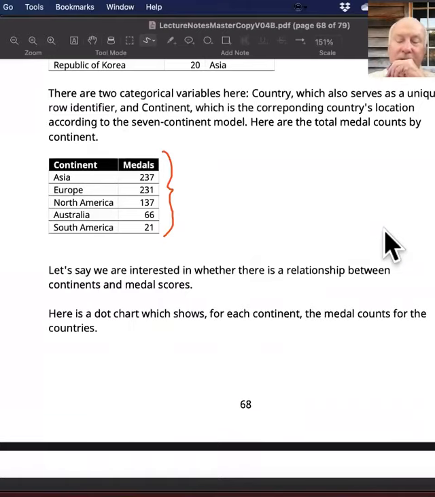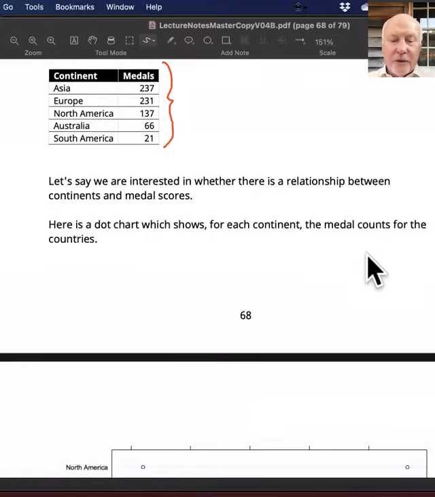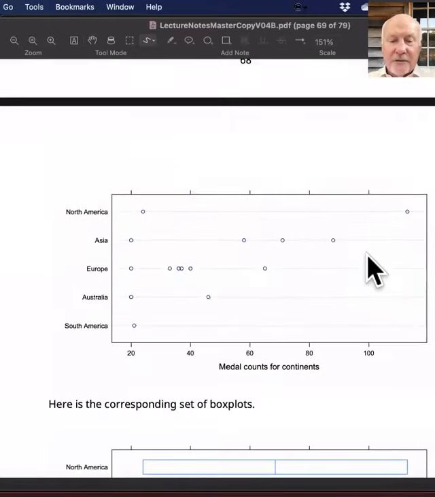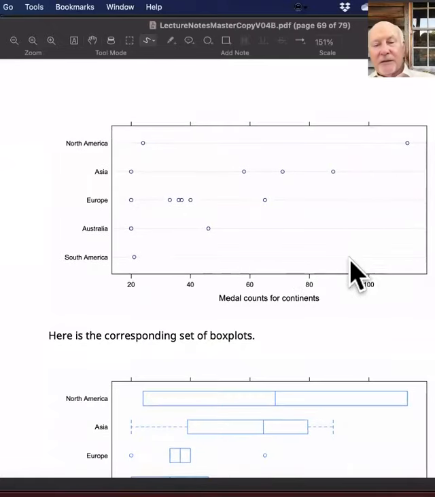So the question here would be, does it look like there's a relationship between continents and medal scores? Are some continents better than others? And so what I've done firstly is I've created a dot chart. This is a different kind of dot chart because you've got more than one data point along a line, but it's still a dot chart. So each dot there is a country.